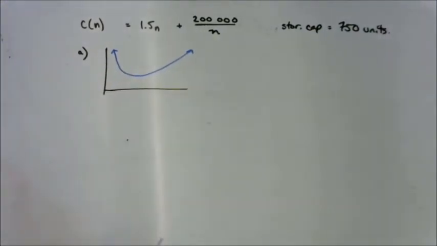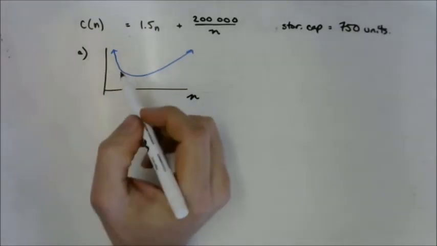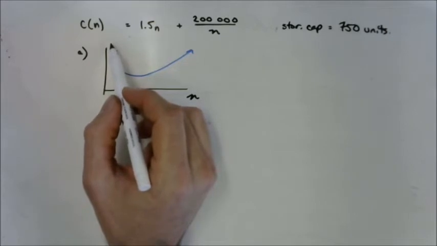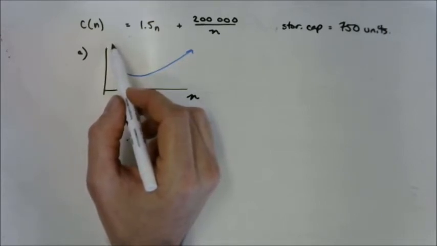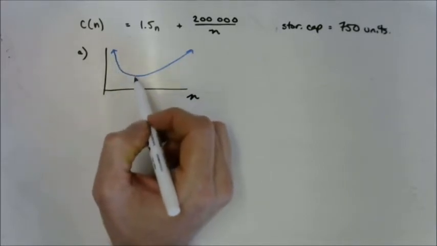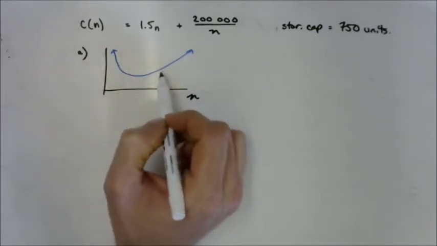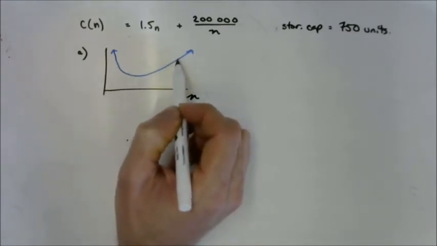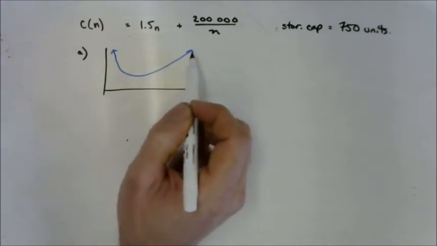What is its shape with respect to n? Well, if you have very few computers, the cost of storing and shipping is very high per computer. But the more you ship and store, the less it costs overall per unit to ship and store. And then as you get to max capacity, or maybe this is even beyond max capacity, I don't know, it gets more and more expensive to store.